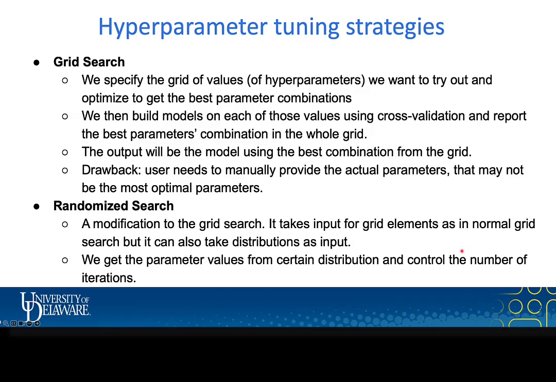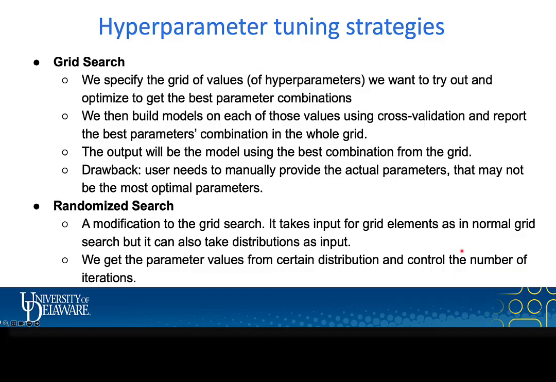For tuning hyperparameters, there are different strategies. One is called grid search and the other one randomized search. In the case of grid search, we specify a grid of values of hyperparameters we want to try out and optimize to get the best parameter combinations. Then we build the models on each of those values using cross-validation and report the best parameters combination in the whole grid. So the output will be the model using the best combination.